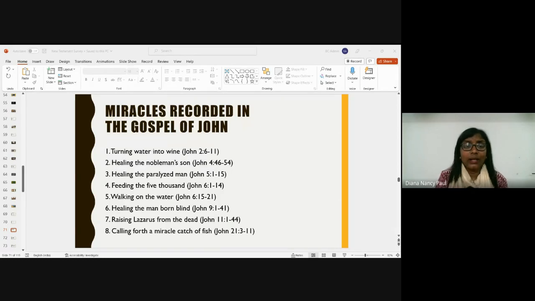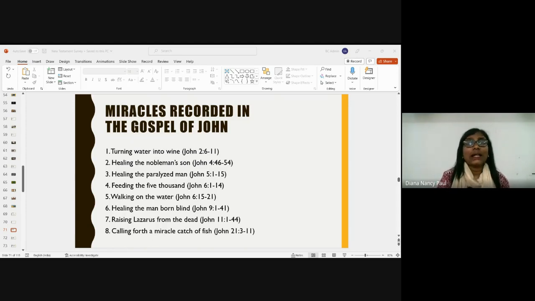We also see the third one, healing the paralyzed man. So what do you see Jesus would have demonstrated in this? That Jesus has the authority over sickness and disease. The next miracle, feeding the 5,000. So what has been demonstrated here? That he's been creative in providing. Creative provision. He demonstrated that. And walking over the water, that Jesus has the authority over the natural laws.